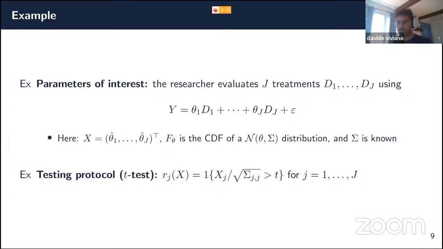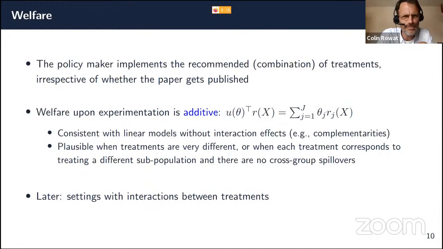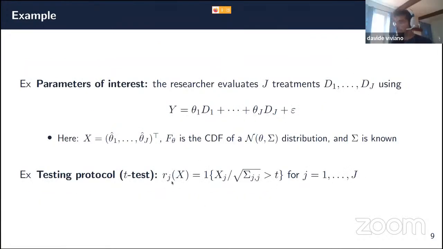Any questions so far? I'm going to ask an embarrassingly simple question. Can you give a concrete example of a testing protocol? The t-test. And then maybe you want to find the threshold optimally. But in our framework, we look at all possible testing protocols. So what is optimal in the class of all possible testing protocols that we can think of? One example is going to be the t-test, and in fact, it turns out that the t-test is optimal in a certain setting.